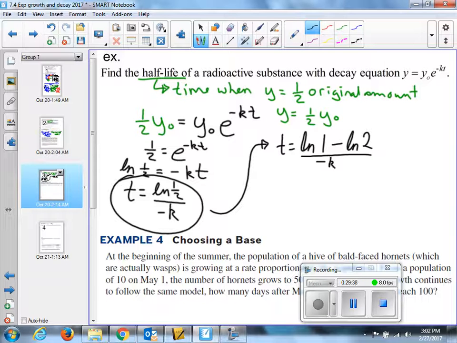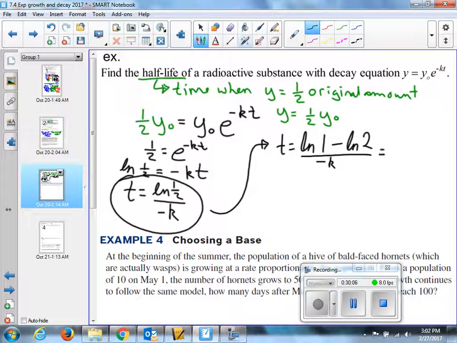What is the natural log of 1? What's the log base 10 of 1? 0. Yeah, e to the 0 gives me 1. 5 to the 0 gives me 1. So that's what that's asking, the natural log. e to the what gives me 1? 0. So this turns into, on the numerator, 0 minus natural log of 2, right? Over negative k.